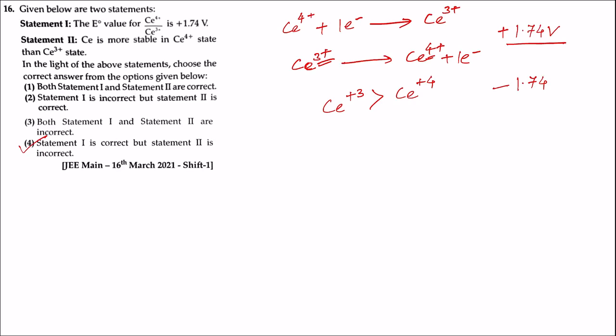Statement 1 is correct, that is the reduction potential value of cerium 4+ ion is 1.74 volt. And statement 2 is incorrect, that is cerium is more stable in +4 oxidation state than in +3 oxidation state. This statement is wrong because cerium is more stable in its +3 oxidation state than in +4 oxidation state.